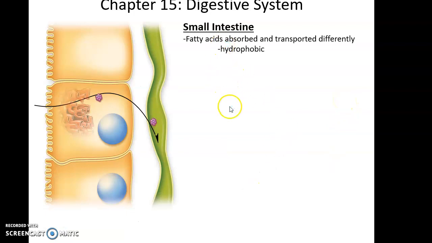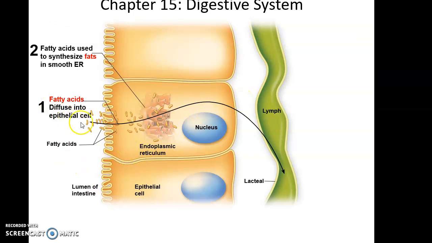For the fatty acids, though, things are a little more complicated because, again, fatty acids are hydrophobic. So first, the fatty acids diffuse into the cell. They're able to cross the cell membrane because they are hydrophobic. Then they end up in the smooth endoplasmic reticulum, where they are used to form new triglycerides that the body desires.